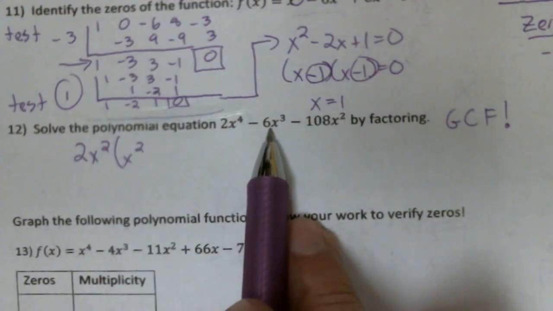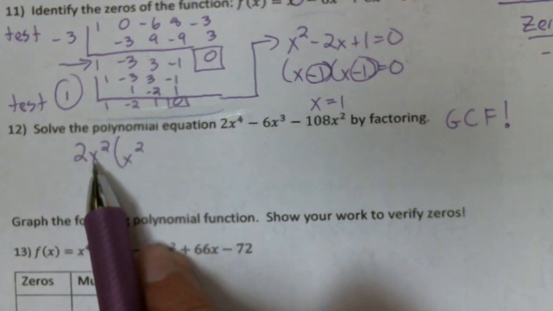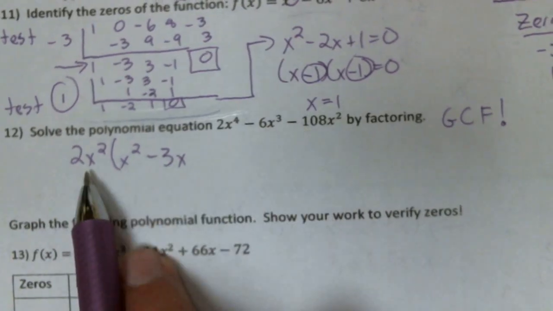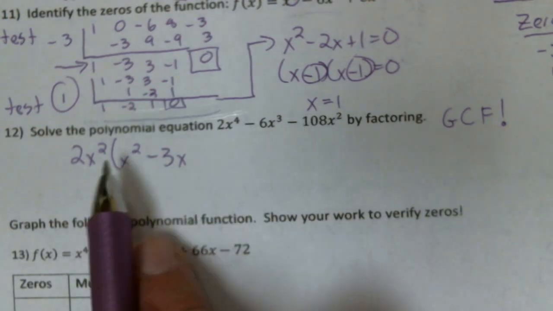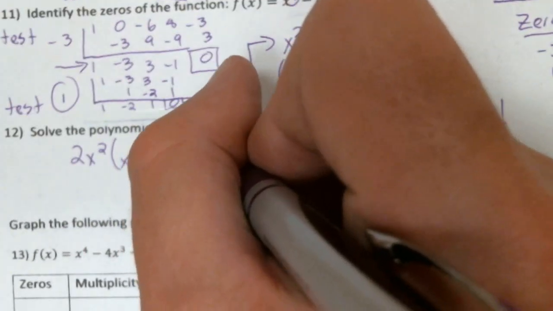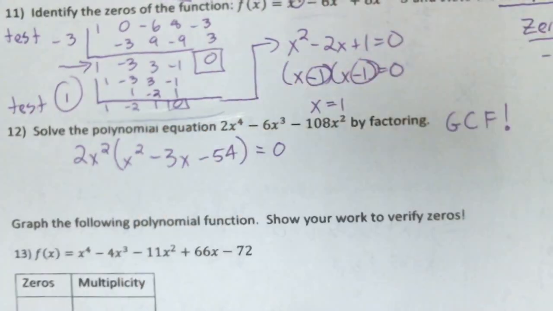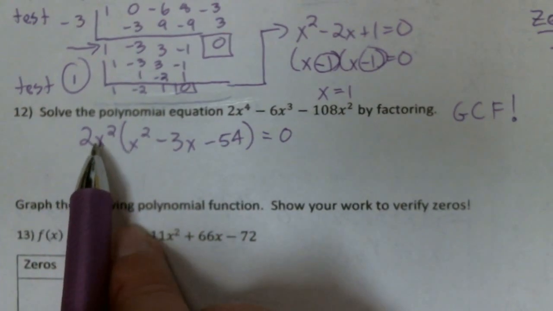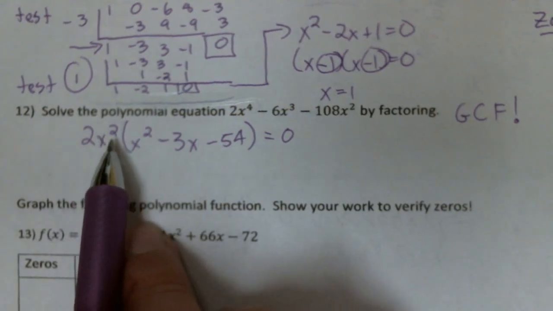Okay, that's going to leave me with x squared. -6x cubed over 2x squared is going to leave me with -3x. And then -108 x squared divided by 2x squared, the x squareds cancel. -108 divided by 2 gives me -54. Okay. All right, so I pulled out an x squared. Okay, so we'll just kind of ignore that for the time being.